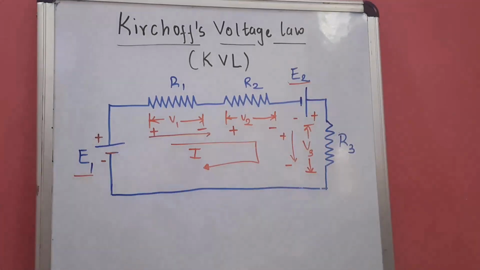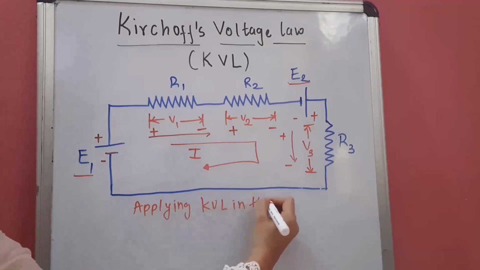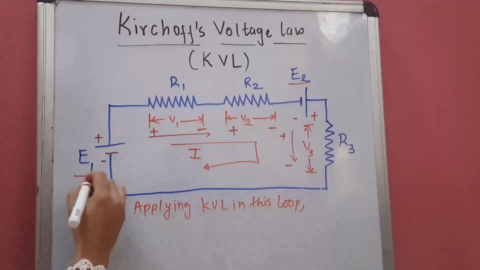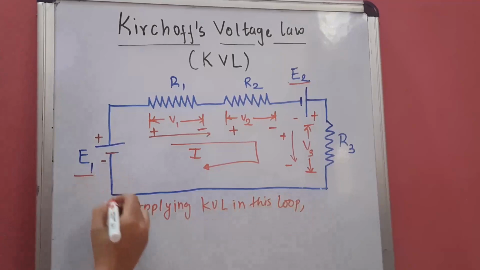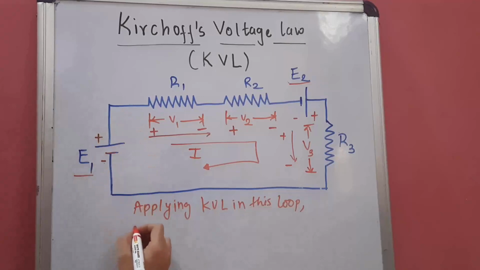Now I can apply KVL in this loop. So applying KVL in this loop, we can write the equation like this. We will start from E1. When we are traveling from negative to positive, we have to take positive sign. So this is positive E1.